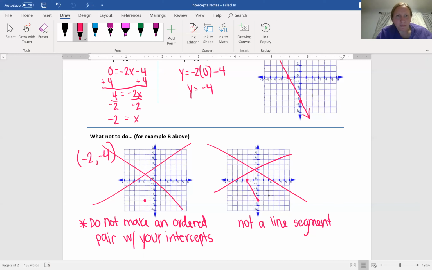Okay, so as a reminder, when you are finding intercepts, you plug 0 in for the other variable. So for x-intercept, you make the y 0. For y-intercept, you make the x 0.